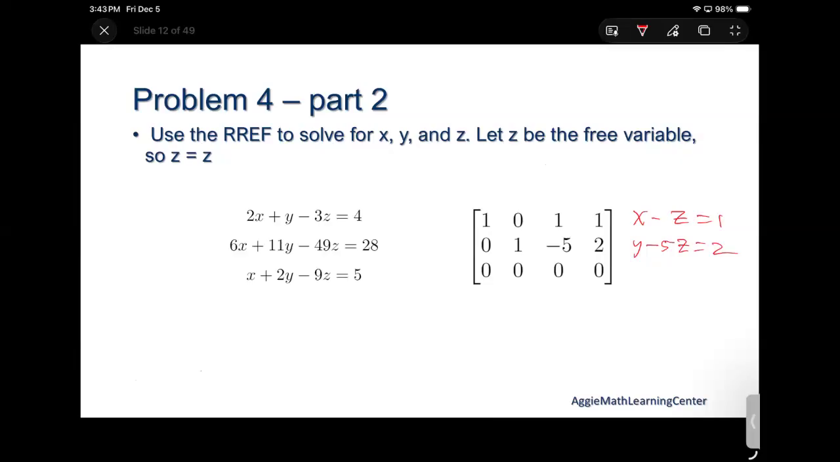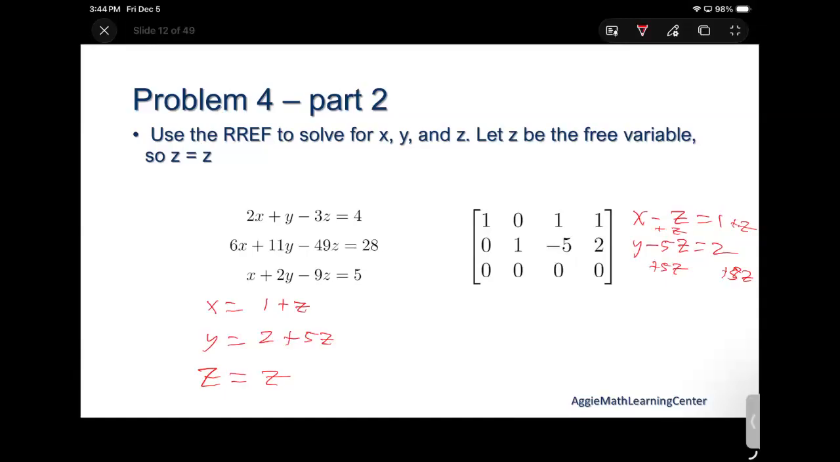If we just set z equal to z, then we can solve for x and y in terms of z. So there will still be a z in the equation, but basically in real life what you would do is choose some z value that you're analyzing, and then plug it in and find what your x or y value was. So if we solve for x, x would equal 1 plus z, because we add the z over from here, and y would equal 2 plus 5z, because you add the 5z.